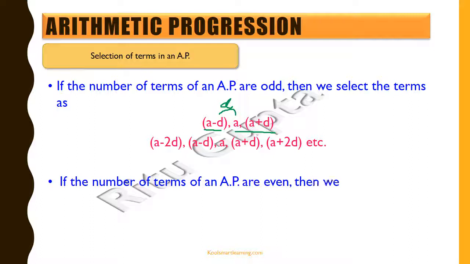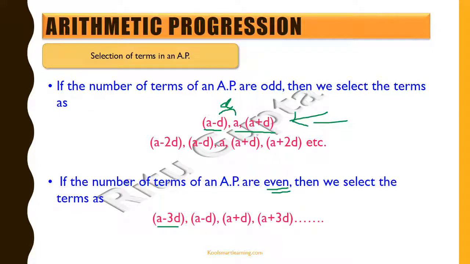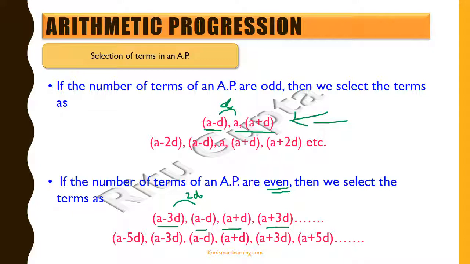But if the number of terms of an AP is even, then taking this kind of terms will not help, because if we have 4 terms, so instead of these 3 and a plus 2d in addition, this is not going to help in cancelling d. So we select the terms differently. We select the terms as a minus 3d, a minus d, a plus d, and a plus 3d. Now the common difference here becomes 2d. It is not d anymore, it is 2d. But now if the sum of this even termed AP is given to us, we know that the d term cancels out and we can find out a. If we have 6 terms, then we'll start with a minus 5d till a plus 5d and so on.